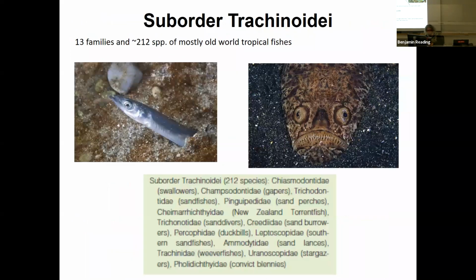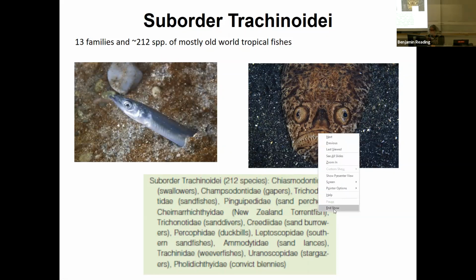Interesting little strategy there. Now we're going to move into suborder Trachinoidea. 13 families, about 212 species. We're only going to talk about one here. We're going to look at this crazy thing right here. We are going to talk about this. This is Uranoscopidae, the stargazers.